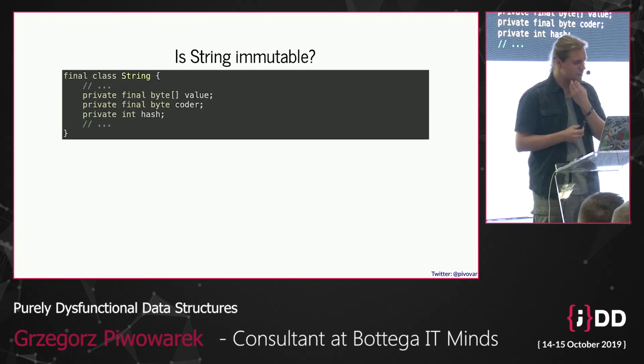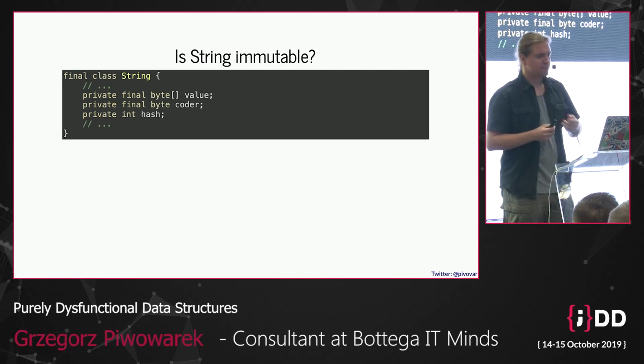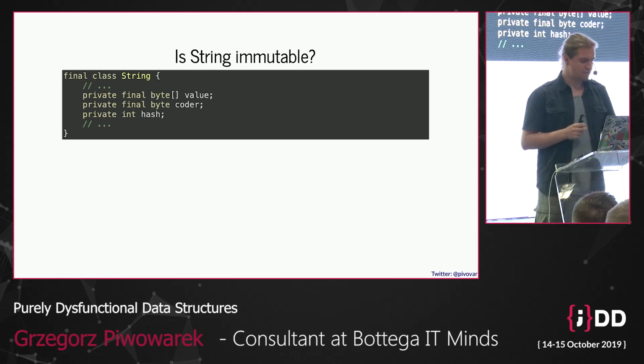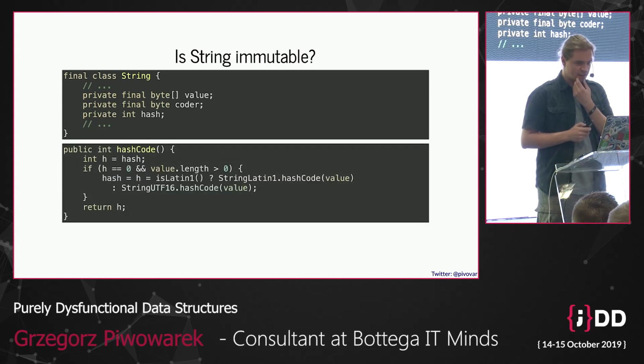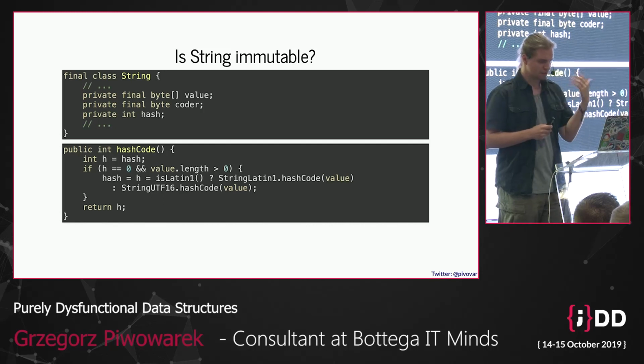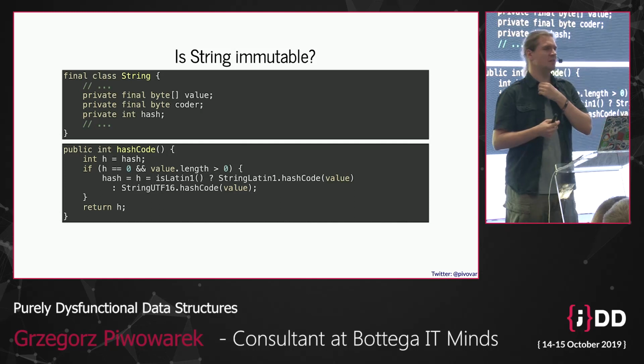So we have a private final byte array. We have a private final byte coder. We have a private int hash. Whoa, the int hash field is not really final. And actually, it changes after construction. The hash code, the int hash is there, but it's mutable, and then it gets overwritten when you call hashCode. What's going on? Did they lie to us? What do you think?